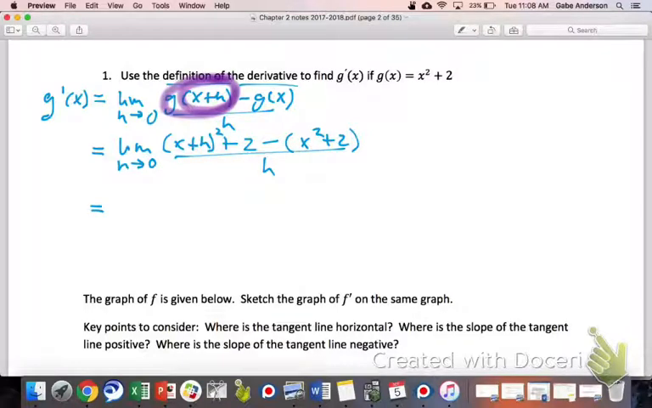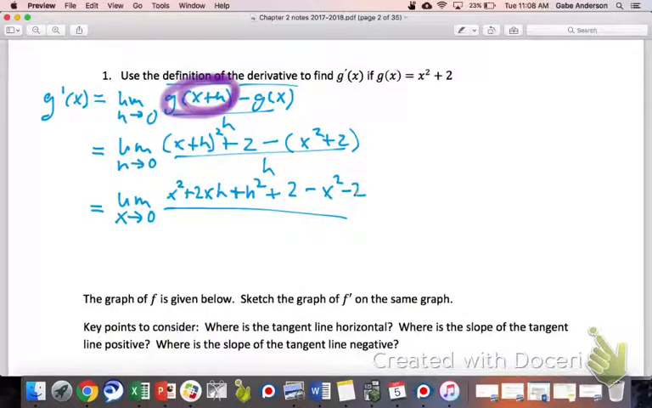So if you do that, you get limit as h goes to 0. The binomial becomes x squared plus 2xh plus h squared. That's when you FOIL out the x plus h squared. And we still have the plus 2. And then I'm going to distribute that negative, so minus x squared minus 2 all over h. And of course, you see all the lovely things that happen when you do that, right? Yes. Several things add out. The 2's add out. And the x squareds add out. Feels like we've done a lot of good work. Oops. Anybody notice my little mistake there? Yeah. It's okay to point it out. I don't get offended.